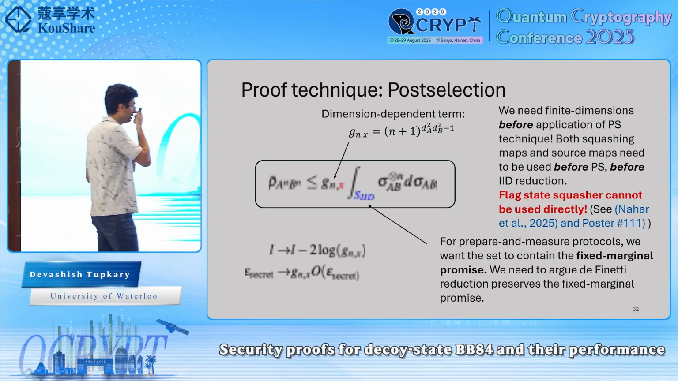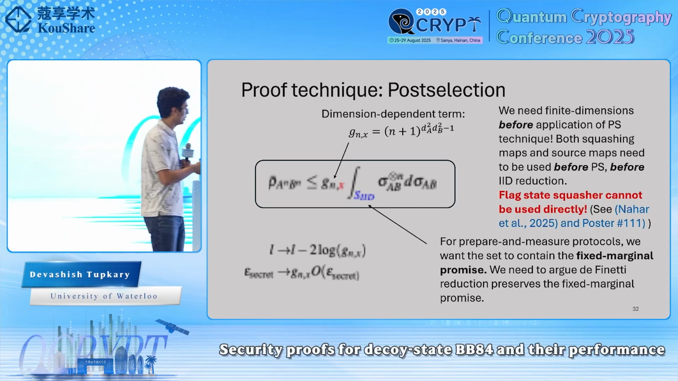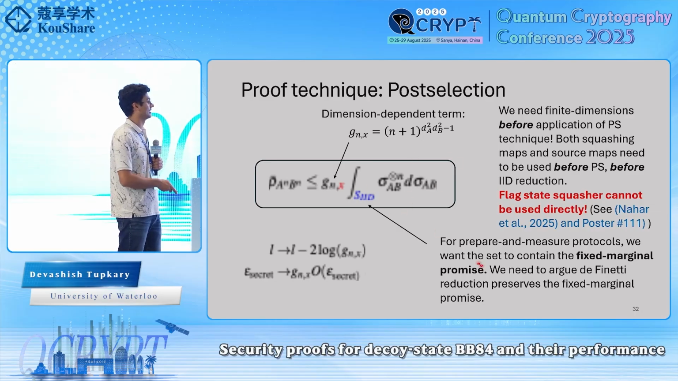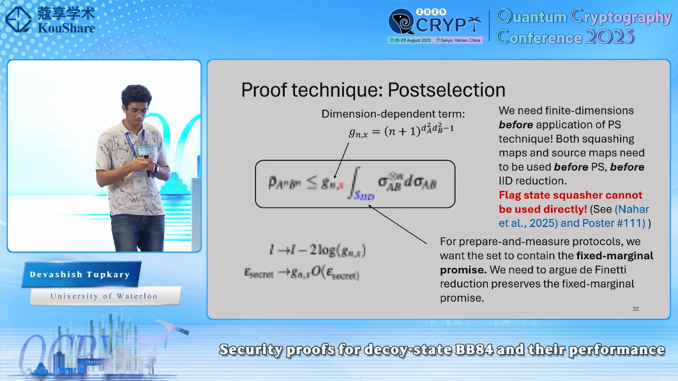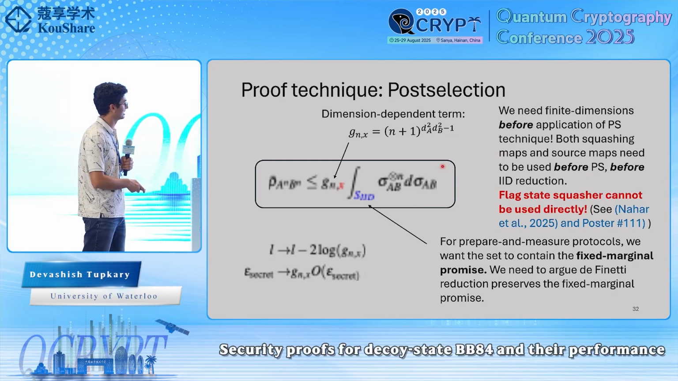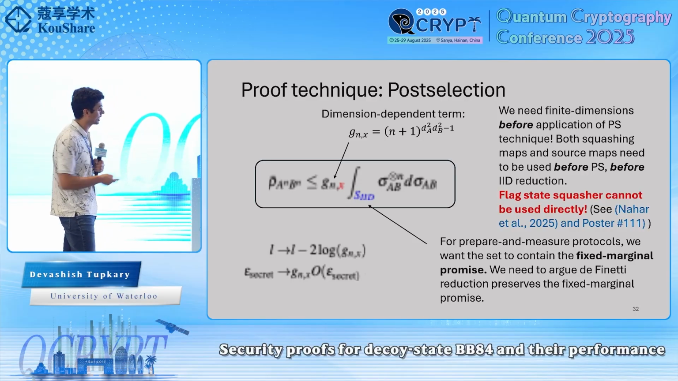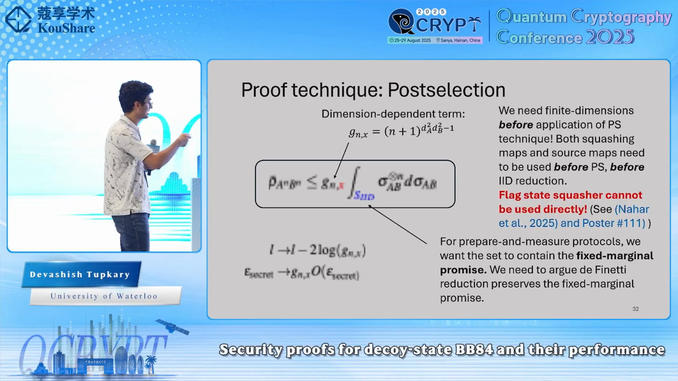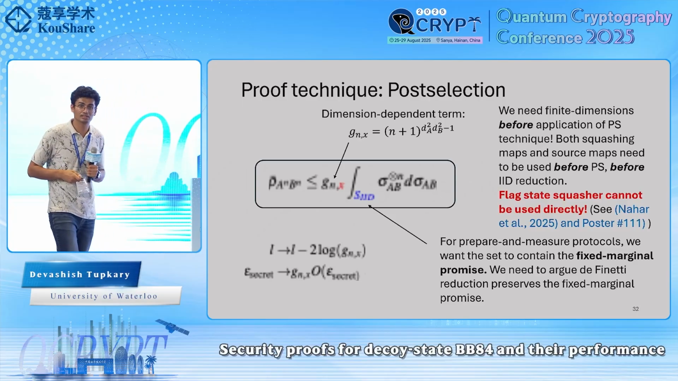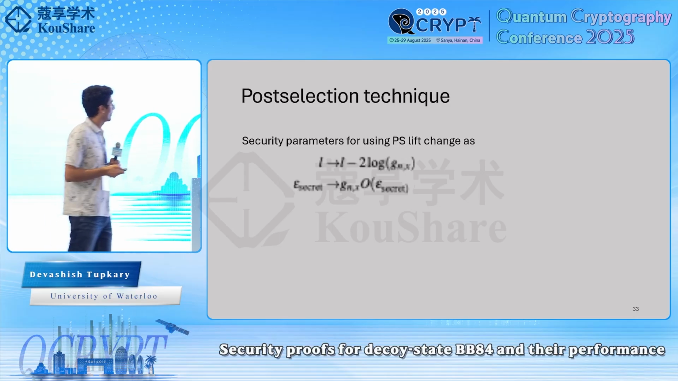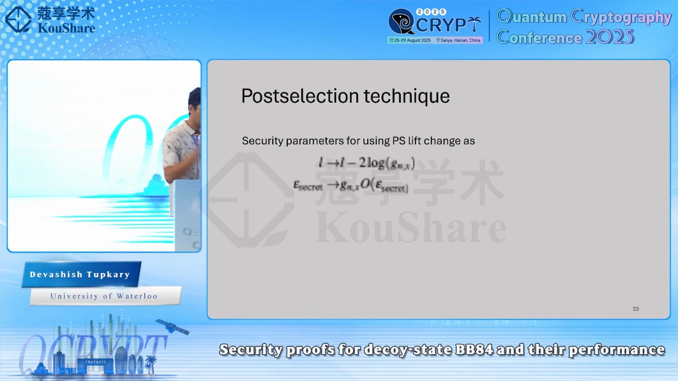Okay. The other thing is that for prepare-and-measure protocols, we want this integral that shows up in here to only have states that also satisfy the fixed marginal constraint promise, right? Because we only want to analyze the IID states that show up here, and so if it's prepare-and-measure, we want these states to also satisfy the promise. And so we need to argue that appropriate reductions also exist that preserve this promise in some sense.